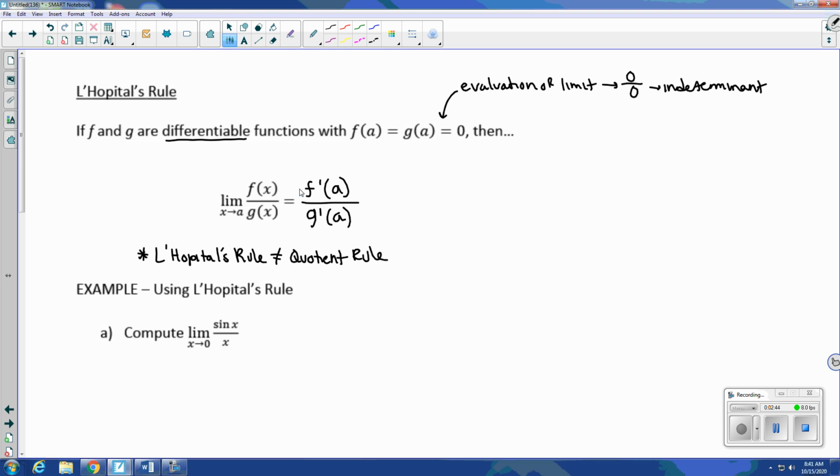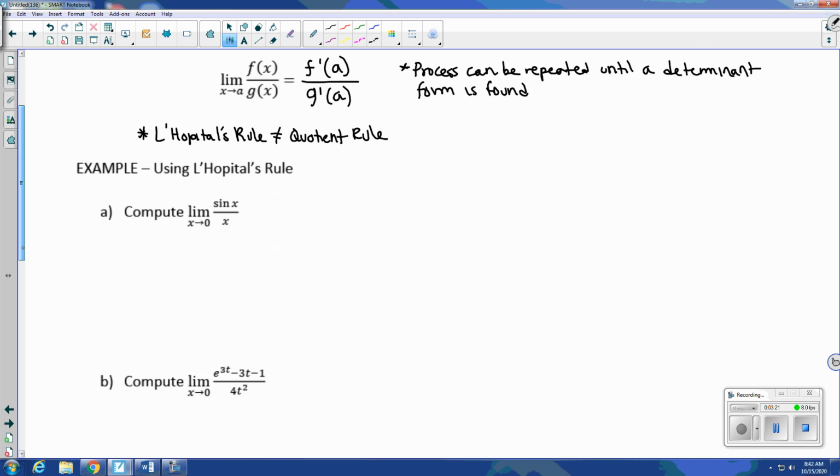This process can be repeated as many times as necessary in order to get a determinate form. If you take the derivative of the top and the bottom, you evaluate and you get 0 over 0 again, you can repeat this process as many times as you need to get a determinate form. So the process can be repeated until a determinate form is found. Let's look at some examples.